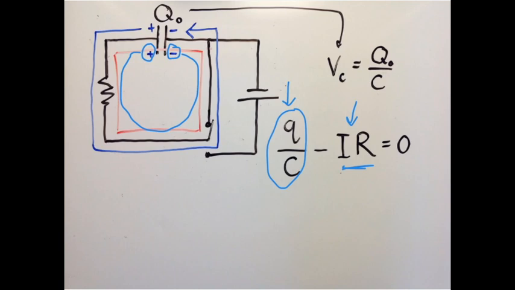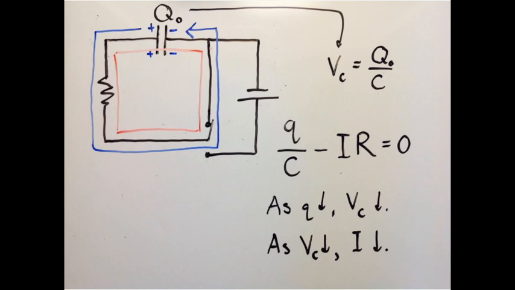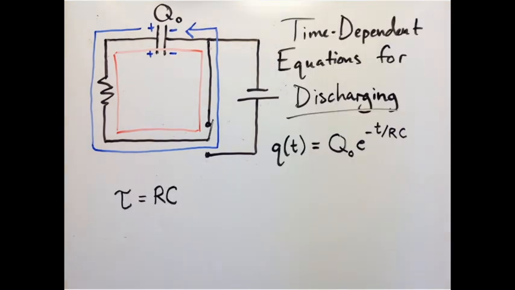So when we are discharging a capacitor, everything is going to be exponential decay. There's no natural growth here. It's just decay, decay, decay. So in simple form, as it discharges, Q goes down, so the volts on the capacitor go down. And as the volts on the capacitor go down, the current must decrease as well. So all of the time-dependent equations for discharging are going to take the form of exponential decay.